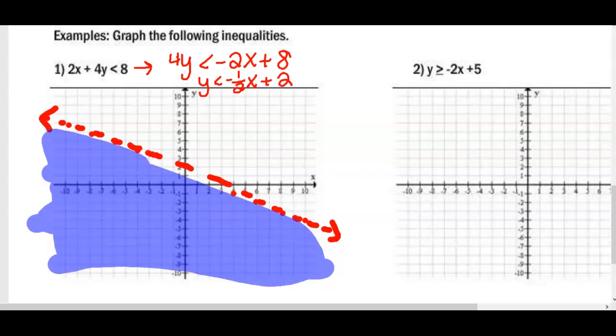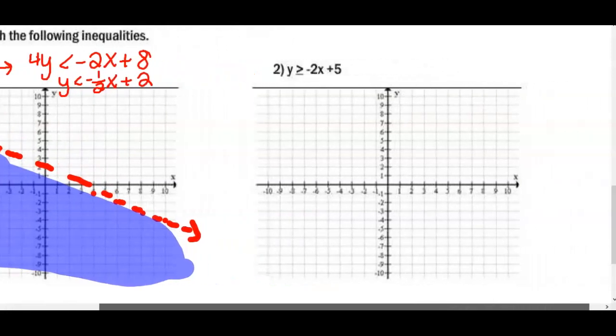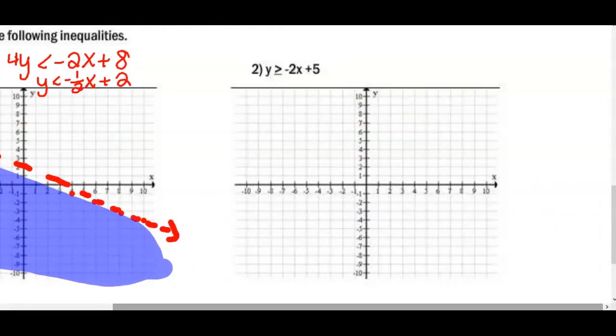Okay. And then number 2. What's nicer about number 2 than number 1 is it's already in y equals mx plus b form. So all we have to do is plot our y-intercept. So again, my y-intercept is positive 5. And then my slope is negative 2. So now it's the opposite of that slope. That went down 1 over 2. This goes down 2 and over 1.